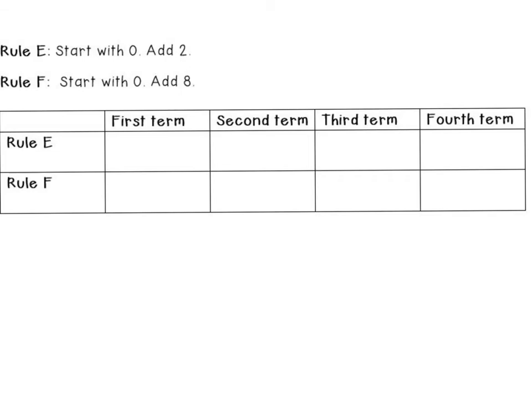What I'm going to do is start filling in the chart. Whatever it says start with, that's what goes where it says first term. So it says start with 0. And for rule E, which is the top row, it says to add 2 each time. So 0 plus 2 is 2. 2 plus 2 is 4. 4 plus 2 is 6. So I'm done with rule E.